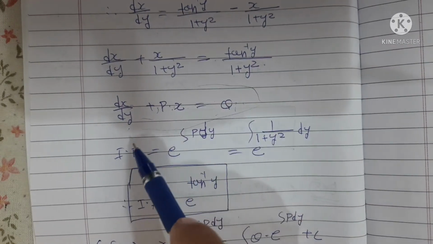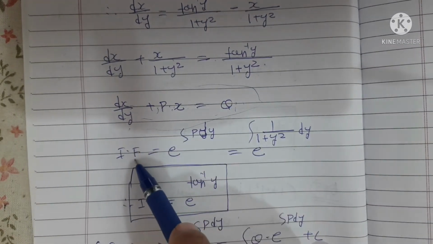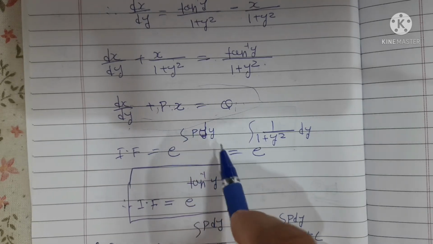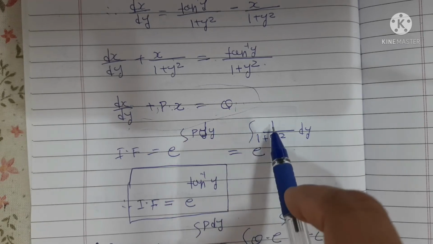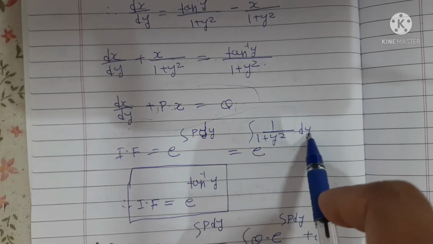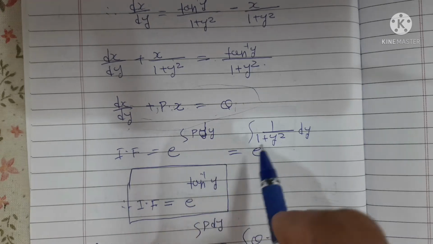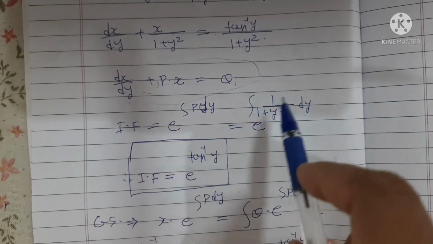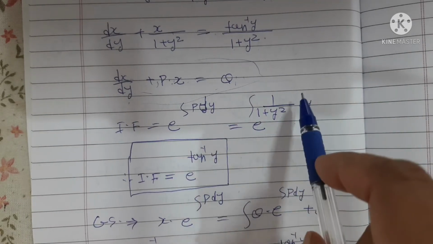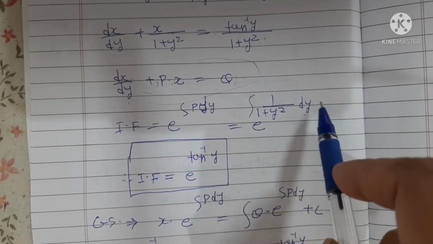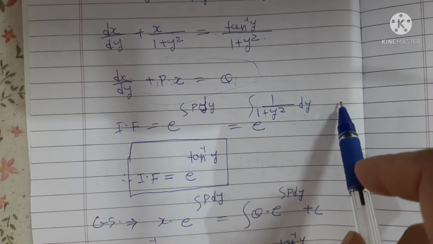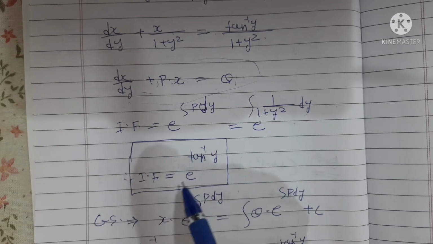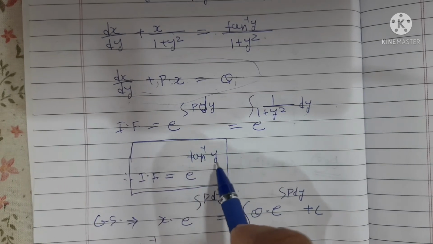Applying this formula, we get the value of p, and therefore the integrating factor is equal to e raised to integration of p dy, which is e raised to integration of 1 upon 1 plus y square dy. Now after solving this by applying the formula, integration of 1 upon a square plus x square is tan inverse of x upon a, we get the integrating factor equal to e raised to tan inverse of y.